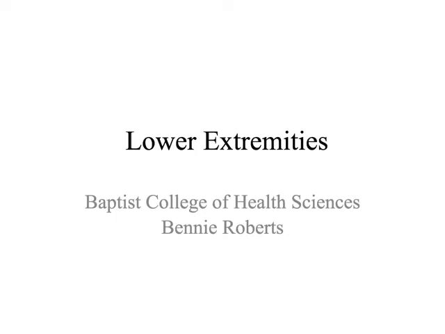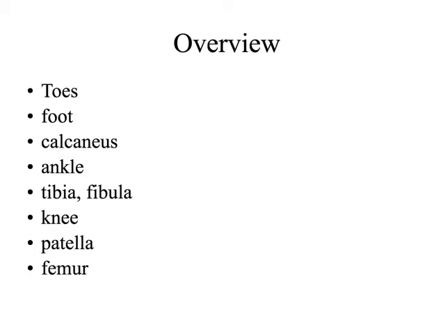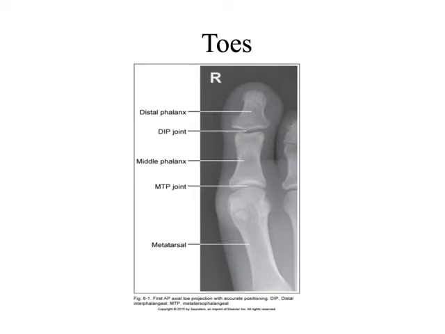Okay, we're going to do the same thing with lower extremities now that we just kind of did with the hip and pelvis area. Okay? So we'll talk about toes, foot, calcaneus, ankle, tib, fib, knee, patella, and femur. Okay? And this track's really close to the board stuff.